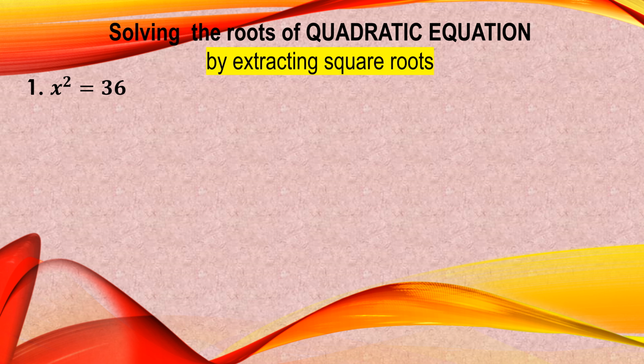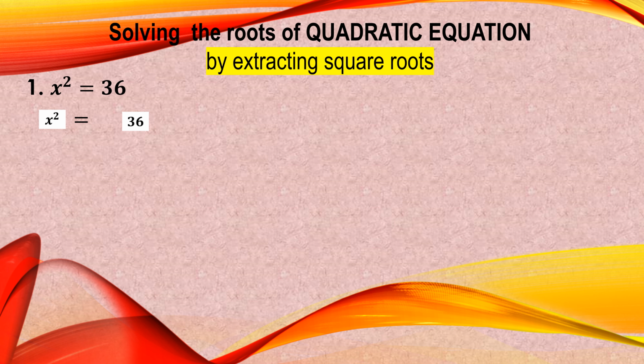Okay, so let us have this example. Solve the roots of this quadratic equation, which is x squared is equal to 36. What is step 1? In step 1, we set it so that the term with the variable with the power of 2 should always be on the left alone, and the constant should be transposed to the right. So far our given is already in place: x squared on the left, and is equal to 36, the constant term, on the right.